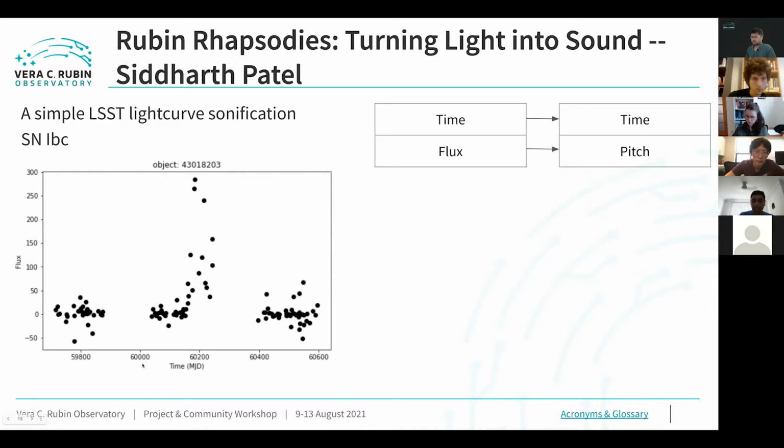Here is a simulation of how a supernova type 1BC could be observed by LSST straight from the plastic dataset. And it's a very simple sonification and arguably one of the more pleasant you'll hear today. I just mapped time to time and flux to pitch. Note that there are a couple of high-pitched sounds, so you may want to lower your volume.